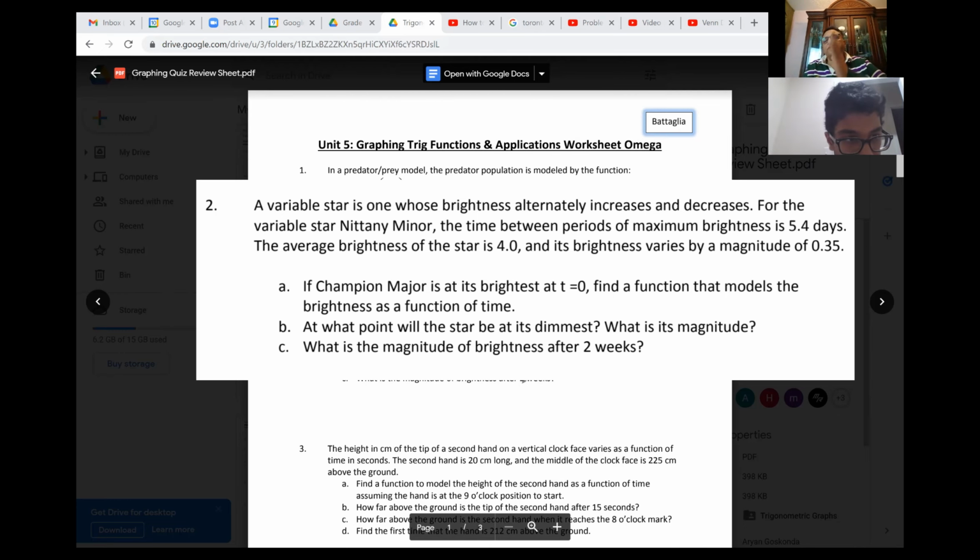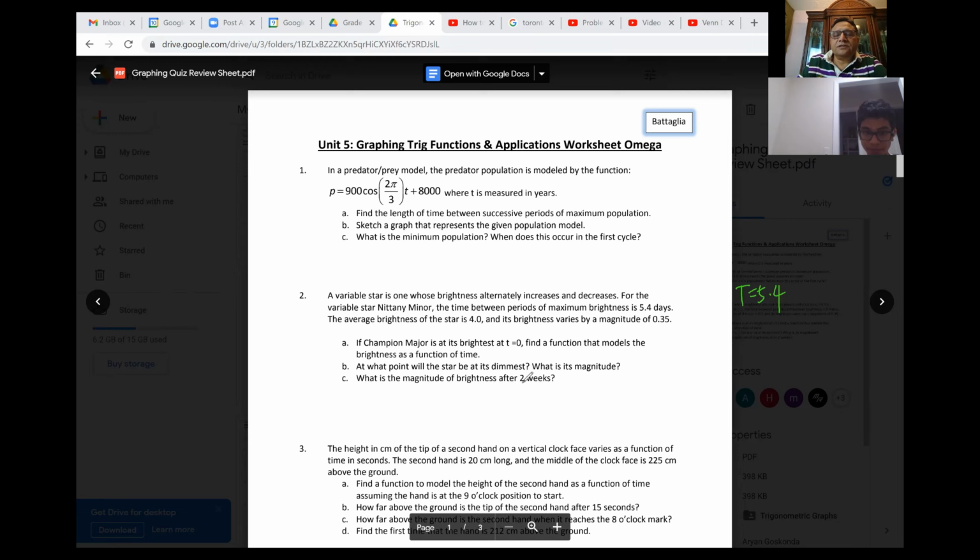Correct. So we have brightness and then this, and let's read it once again to sketch our graph directly, right? A variable star is one whose brightness alternately increases and decreases. For the variable star Nini Minor, the time between the periods of maximum brightness is 5.4 days, right? So in so many days, one cycle is completed. The average brightness of the star is 4, and its brightness varies by a magnitude of 0.35. The average value is given to us.